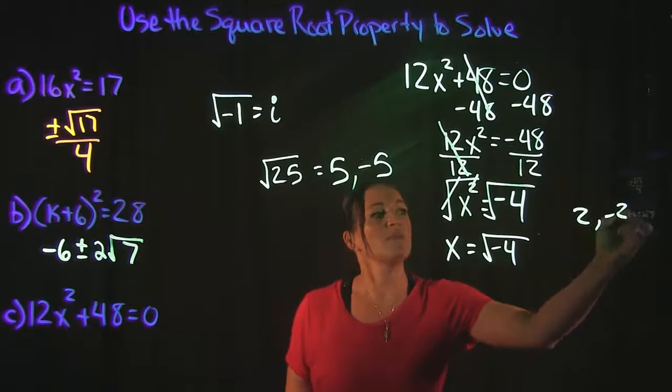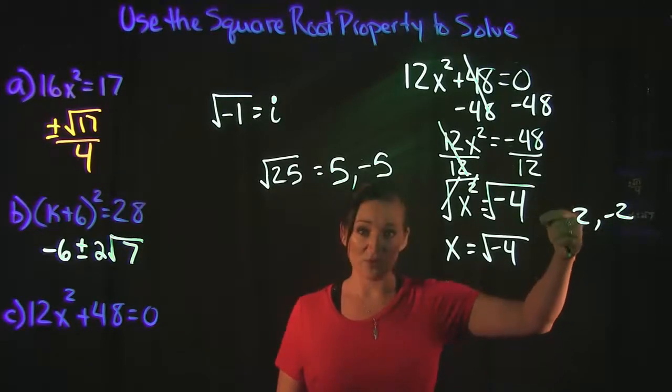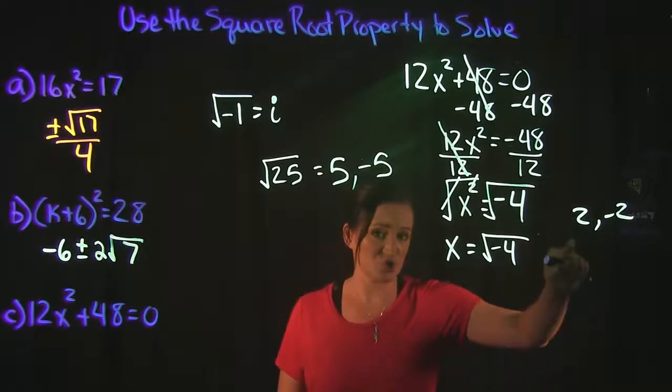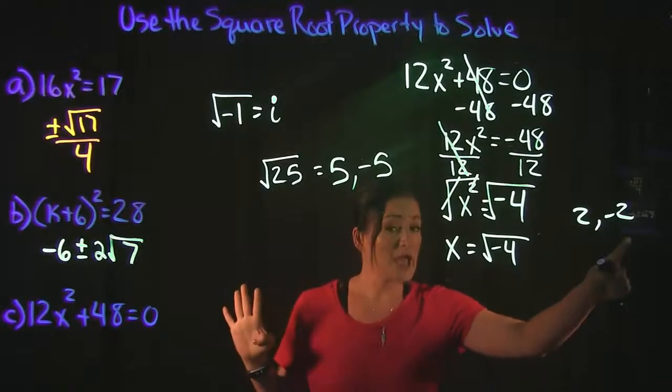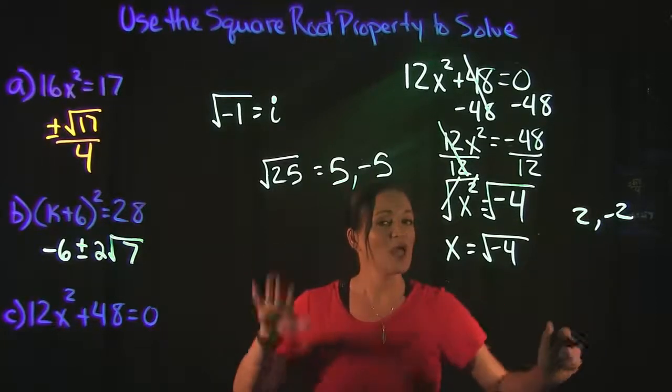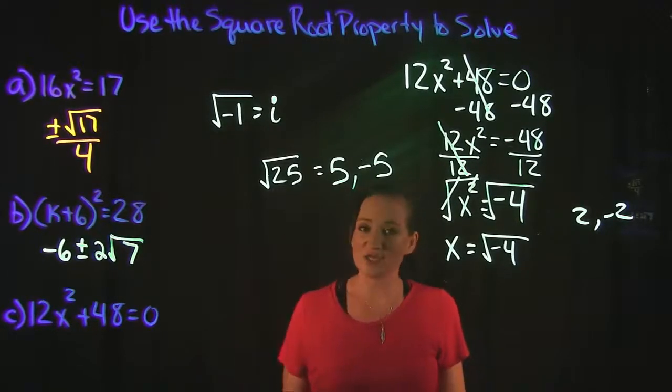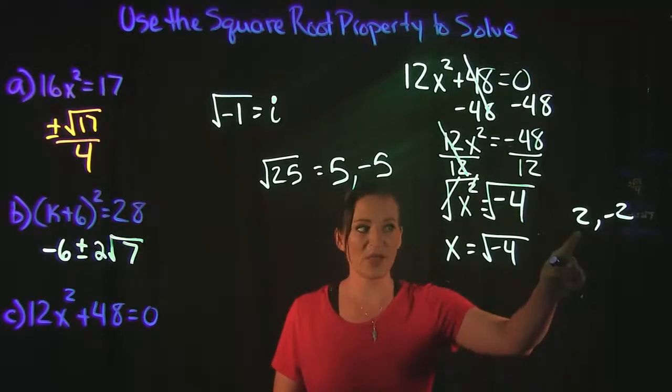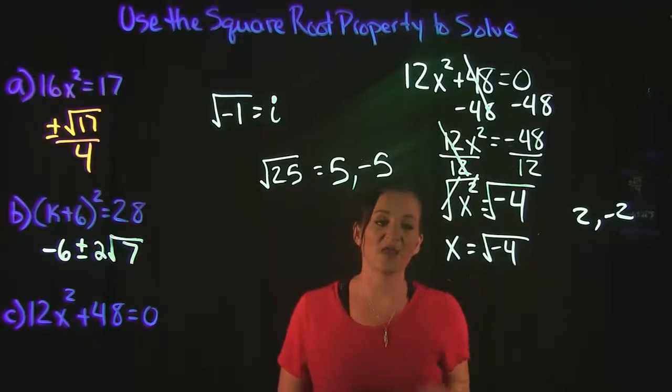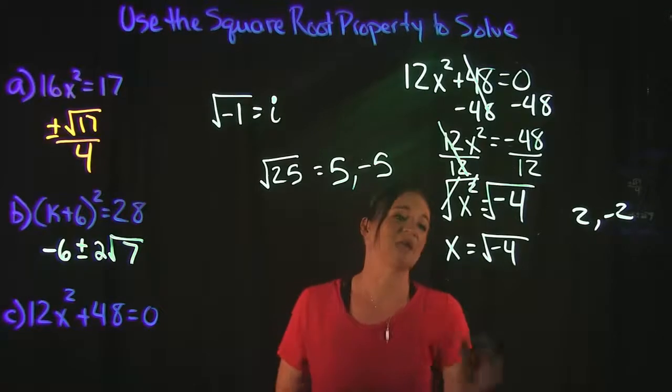And again, you need to remember, we need to multiply these numbers together. 2 times 2 is 4. Negative 2 times negative 2 is 4. You get a positive 4. There's no way to multiply this by itself and get a negative number. And that's where the i comes in.